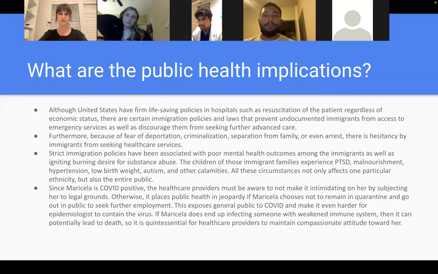Those strict immigration policies have been associated with poor mental health outcomes among immigrants, as well as a burning desire for substance abuse in order to combat that stress. That is one reason why there's vertical transmission of the stress, which means it is passed on from the undocumented migrant workers to their children, who ultimately experience PTSD, malnourishment, hypertension, low birth weight, autism, and other calamities. All these circumstances not only affect one particular ethnicity, but also the entire public.